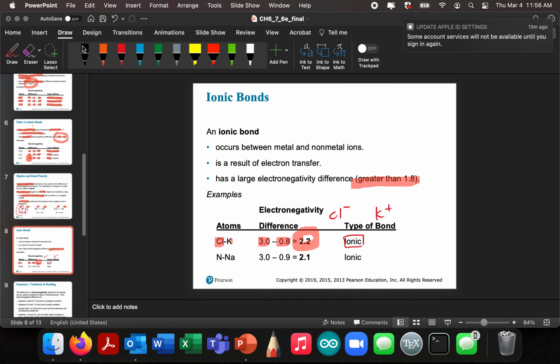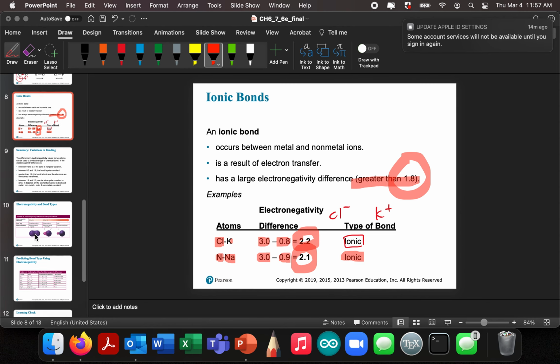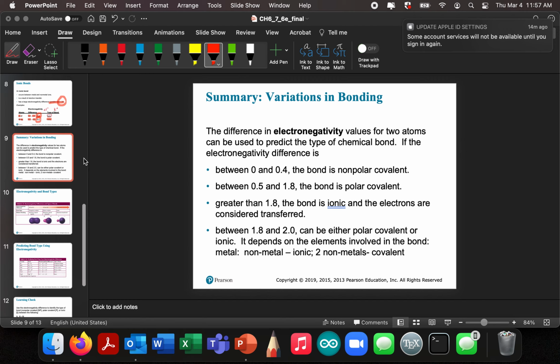Same thing with nitrogen and sodium. Sodium's a metal, so it has a low electronegativity. We look it up in the table. We find it 0.9. We look up nitrogen's, we find it's 3.0, and wow, that's a big difference, 2.1. Big difference in electronegativities. That's greater than 1.8. If it's greater than 1.8, which 2.1 is, then it's going to be ionic. All right, so in summary, the differences in electronegativity values for two atoms can be used to predict the type of chemical bond.